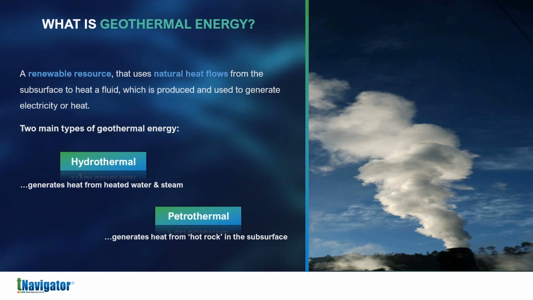So what is it? It actually starts with the name: geo and thermal. Geo meaning earth, thermal meaning heat, of course. In short, it's a renewable resource that uses natural heat flows from the subsurface to heat fluid, mostly water or isobutane, which is then produced and used to generate electricity or heat.